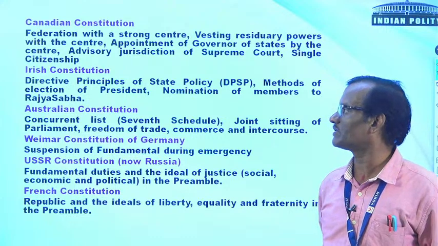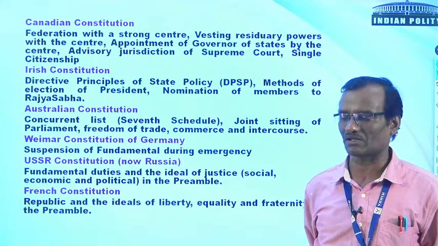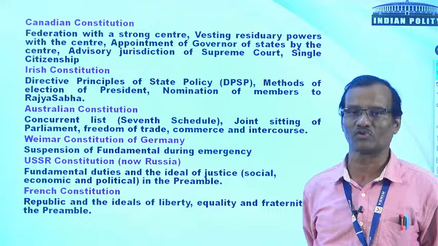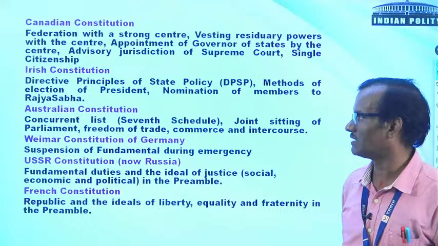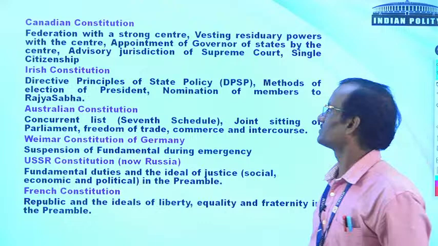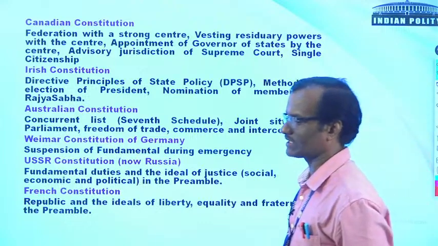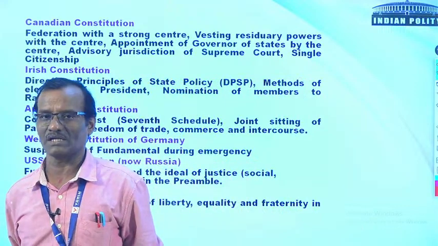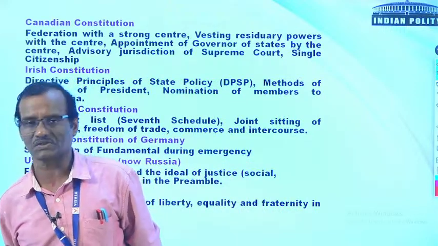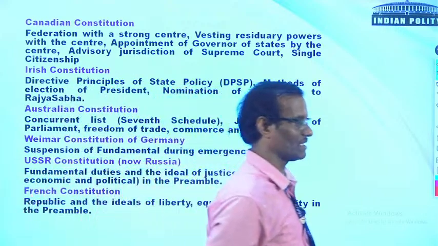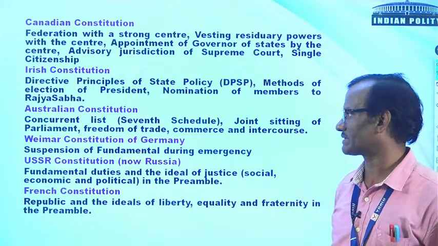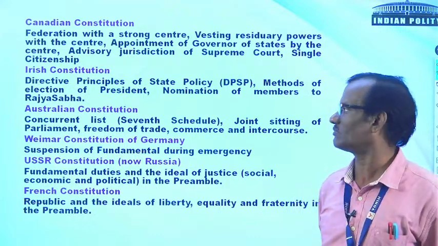And the emergency power also is there, where the center can control the state government. So what I mean to say is that the union government is in a much more superior position than the states. So that is borrowed. Then vesting residuary power with the center. Residuary powers refers to the powers that are not mentioned in the three lists, so those are assigned to the center, and it is the reason why we call our system a quasi-federal system.